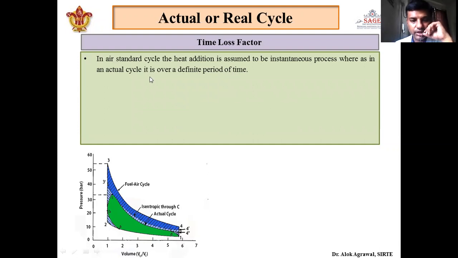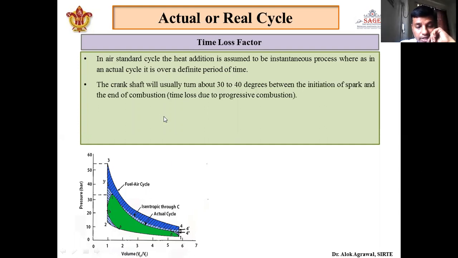It requires some time, a definite period through which the process of combustion is accomplished. In this diagram, in the air standard cycle, 2 to 3 is our constant volume heat addition, as in the case of the Otto cycle. Here, the piston is at top dead center, and it is assumed that the heat addition process is instantaneous, where the volume is constant. But actually, it is not the case. In the ideal case, the crank doesn't move anywhere. It is at a certain position, and because of that, the piston is at top dead center.